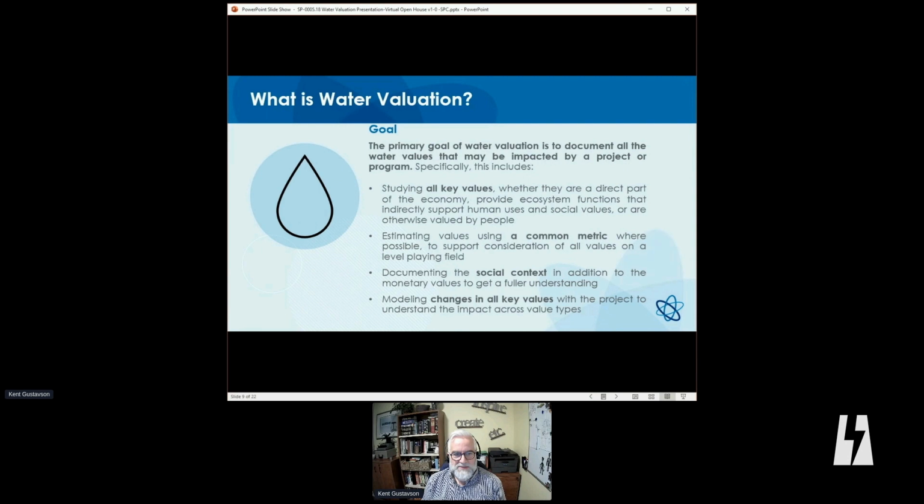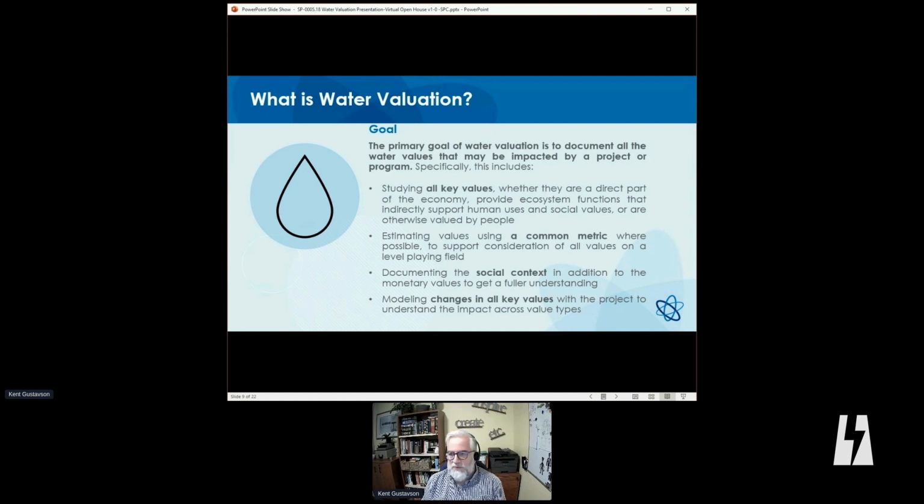Once we study and understand the full range of key values, ideally, we try to understand what those values are using a common metric. We focus on dollar values in water valuation, and we'll be doing that wherever feasible, wherever the data allows, and wherever we can reasonably provide an estimate. We understand that that's not always possible. We try to do that because it puts everything on a level playing field. You're essentially comparing dollar for dollar. You can add things up and you can compare impacts across different scenarios.